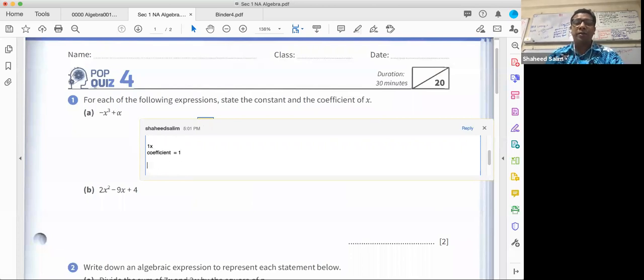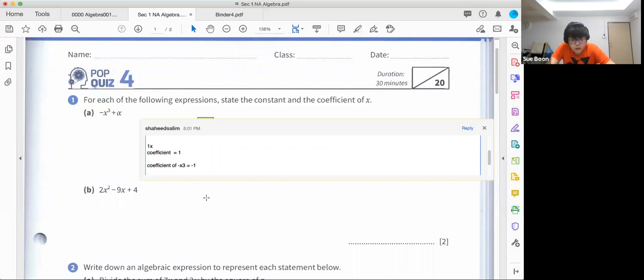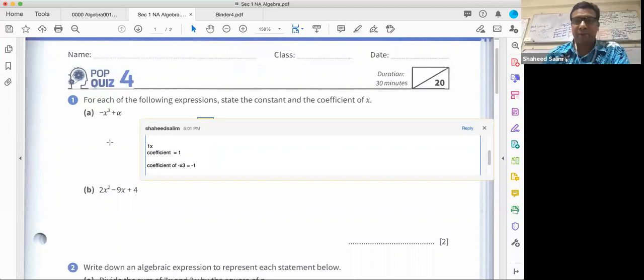Let's say now I ask you what is the coefficient of minus x to the power 3, the one down here. This minus x to the power 3, what is it equal to? Oh, this is minus 1. Why minus 1? Because the value here is minus 1.